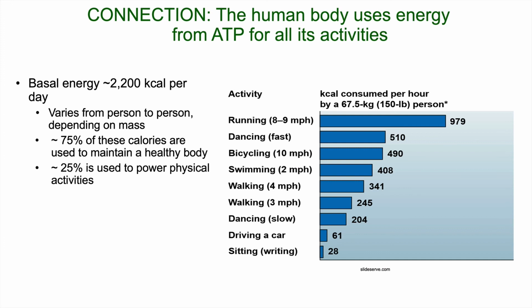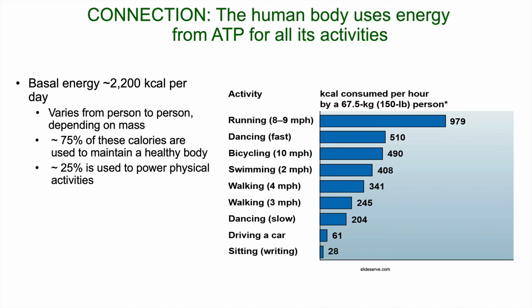And if we want to make a connection to this, think about your body. The average person needs about 2,200 kilocalories per day of energy, but that's going to vary from person to person. The bigger you are, the more kilocalories you're going to need. About 75% of those are just your basal metabolism used to maintain a healthy body. And you're constantly using ATP when you're asleep, when you're awake, when you're doing things, when you're at rest. The other 25% is used to power physical activities.